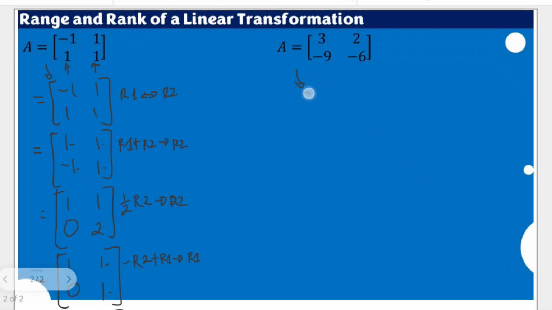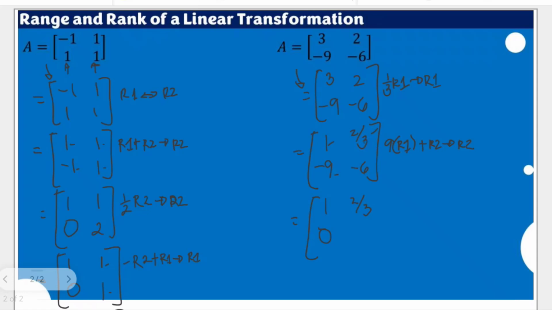Same thing, we are going to come up with its reduced row echelon form. First, let's make this a leading 1 by multiplying 1/3 to our row 1 so that our 3 will become 1. Here we have 1, and this is 2/3, -9, -6. Next is to make this 0 by multiplying 9 to our row 1 plus row 2 for a new row 2. We have 1 and 2/3 here. 9 times 1 is 9 plus -9, 0. Next, we have here 9 times 2/3, that's 3.